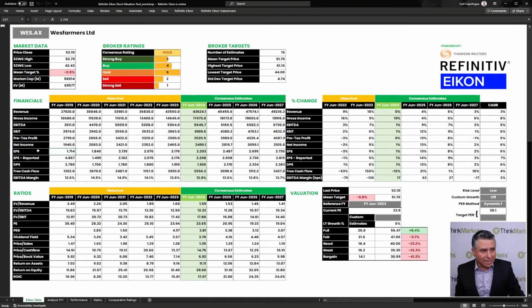EPS line is where I go next. I like to see bottom left, top right. So I want to see a company that can grow its earnings through the craziness of a pandemic, through supply chain shortages, through rising inflation and interest rates, and consumers being all uncertain with themselves. And that is not quite bottom left, top right, but it's decent. It's very solid, okay? You can forgive a little bit of a dip for a company like Wesfarmers in 2022, okay? Back to growth in 2023, talking about 5% growth.